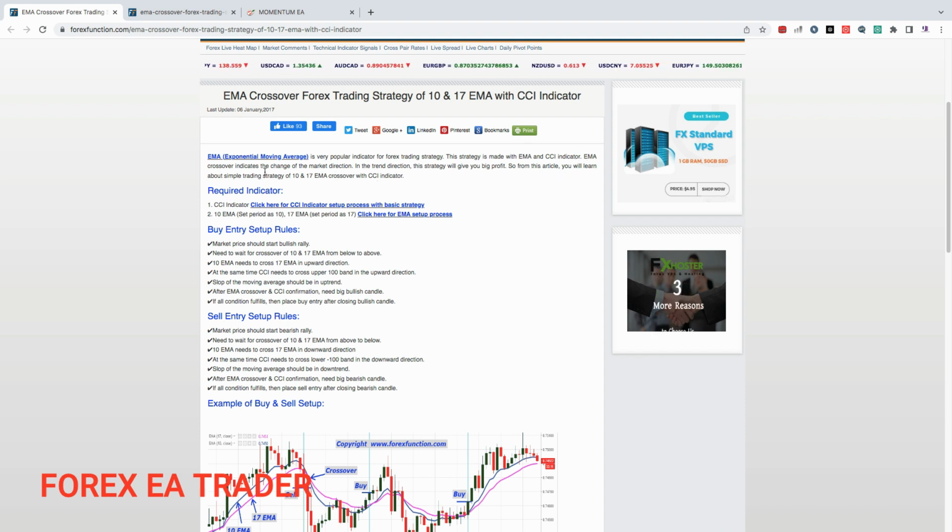So the EMA crossover indicates a change of market direction. If in the trend direction, this strategy will give you a big profit. From this article you will learn about a simple trading strategy, 10 and 17 crossover with the CCI indicator. Okay, so that's what we need. We need a CCI indicator, and we need the exponential moving averages with these values.